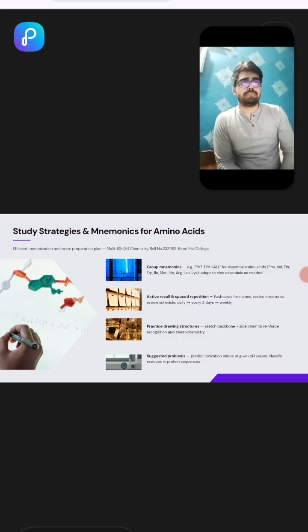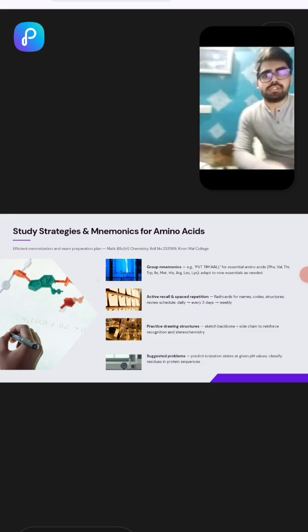And the third is practicing drawing structures. You need to draw the structures of these 20 commonly used amino acids in order to have a better grasp on their structure. It can be done in free time. Just take a pen and paper and write them down. The suggested problems are to predict ionization states at given pH values. This can be a little difficult, but with time it will definitely benefit you.